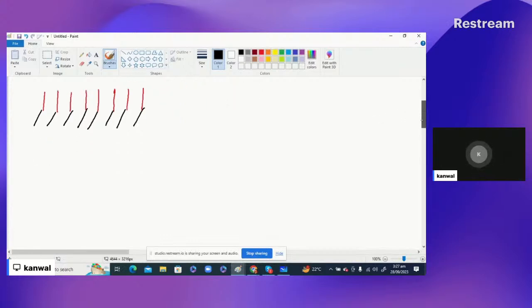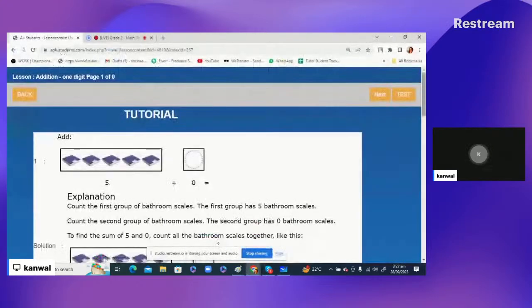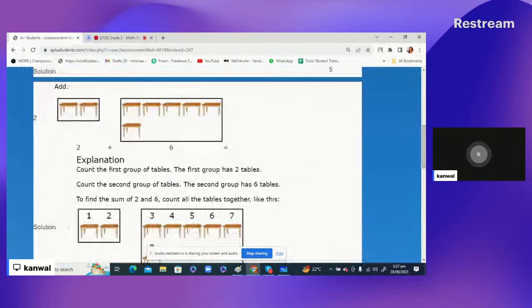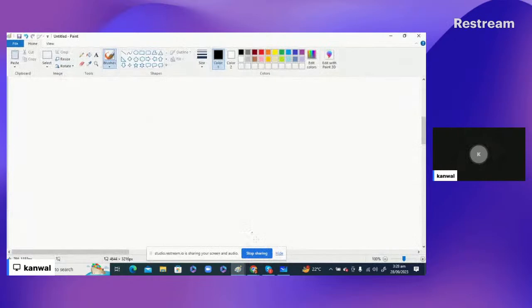Okay, let's do one more question. Let's take a question from there. All right, look at the tables. How many tables are there in total? Two tables in one box, and how many tables in the second box? One, two, three, four, five, and six. Six tables are in the second box. So let's count 2 plus 6. Okay.